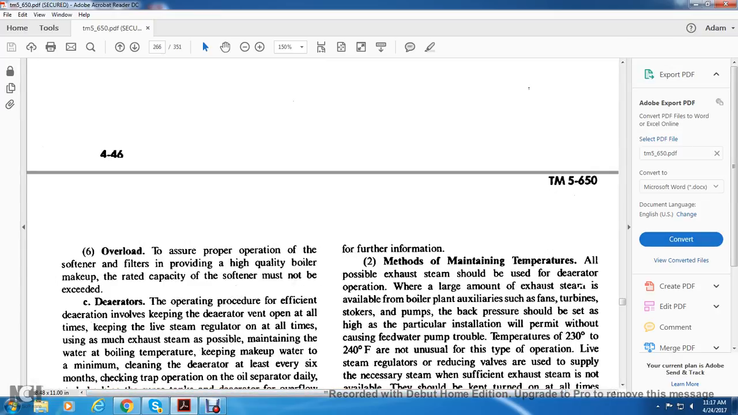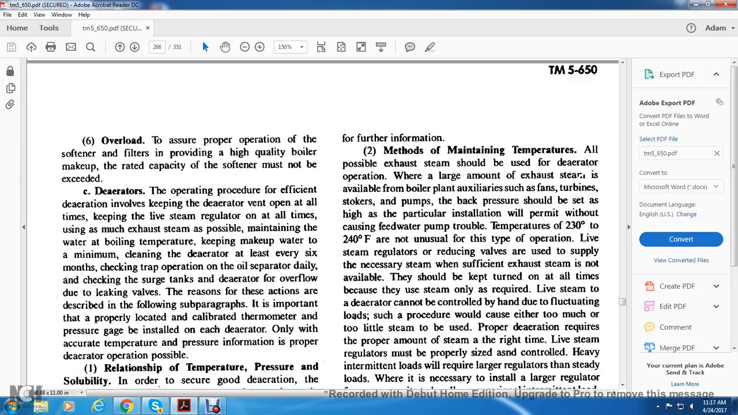6. Overload. To assure the proper operation of the softener and filters, provided with high-quality boiler makeup, the rated capacity of the softener must not be exceeded. Deaerators. The operating procedure for efficient deaerators involves keeping the deaerator vent open at all times, keeping the live steam regulator on at all times, using as much exhaust steam as possible, maintaining the water at boiling temperature, keeping the makeup water at the minimum, cleaning the deaerator no less than every 6 months, checking the train operation with the oil separator daily, and checking the surge tank of the deaerator overflow and the leak valve.